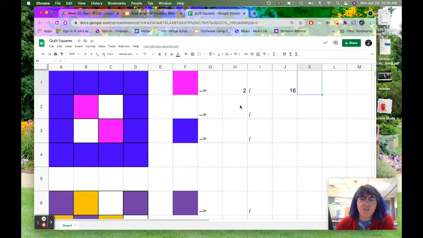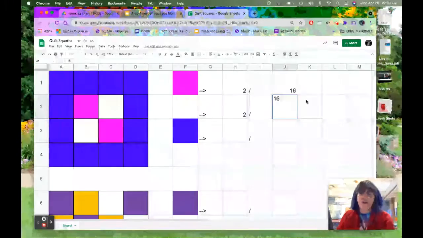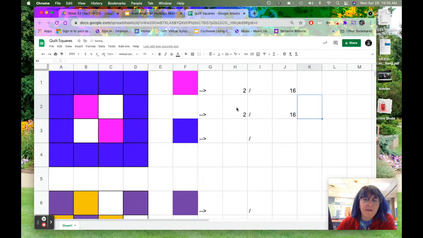What's the numerator? How many parts of the quilt square are white? Yeah, 1, 2. 2 squares are white. And what's the whole? How many squares do we have in all? 16. We already counted that. We don't need to count it again. So what fraction of my quilt square is white? 2 out of 16, or 2/16.